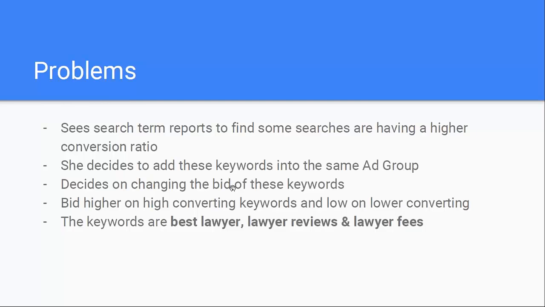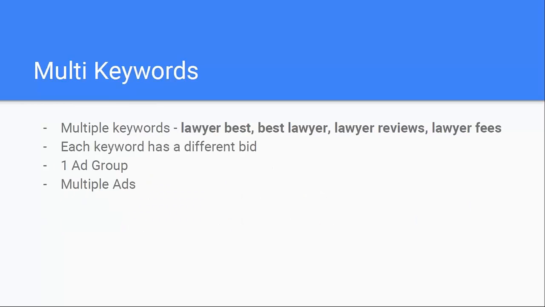So instead of having one keyword, she's going to add multiple keywords to the ad group and change the bid of these keywords. Some keywords might have a higher conversion ratio. The best lawyer might have a higher conversion ratio compared to lawyer reviews. So she decided to add these keywords into the ad group with a different bid. The keywords that she is going to add are best lawyer, lawyer reviews, and lawyer fees. So let's see how this will start to look. The campaign will have multiple keywords. Each keyword has a different bid because the performance of these keywords is different. Earlier she used to bid just one bid for lawyer, and it was an averaged out bid. That's not an optimized way of managing your campaign. So the best way is to identify the different keywords, how they are performing, and then bid accordingly.